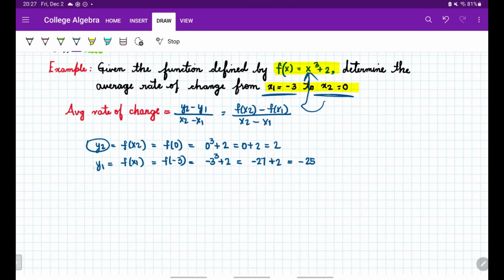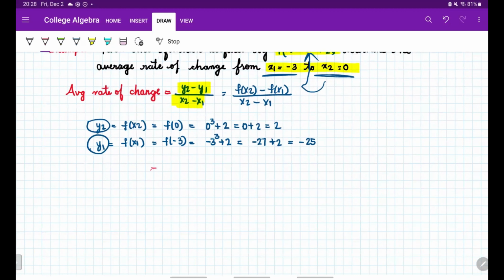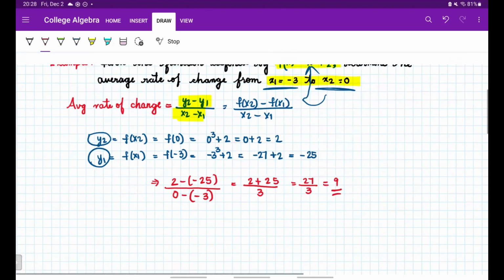Now we have our y2 and our y1, and we're already given what our x2 and x1 are. So all we have to do is plug it back into our formula here. y2 we have is 2, y1 is -25, x2 is 0 and x1 is -3. That would be 2 plus 25 divided by 3, which is 27 divided by 3, which is 9. So our slope here is 9. That means our average rate of change is also 9. All right.